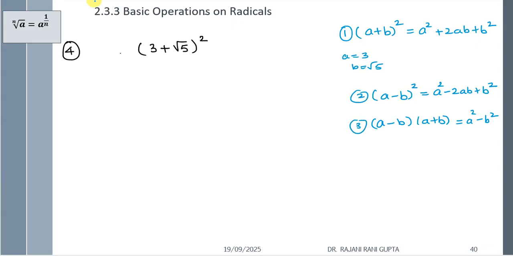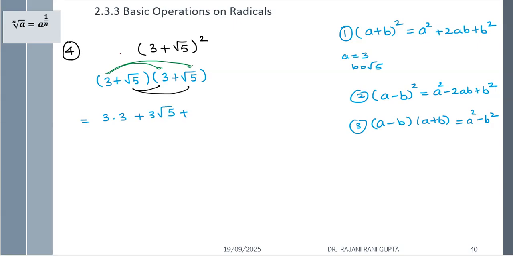Okay. Suppose you don't know the rule, then what you can do is you can write power 2 means the same thing repeating 2 times. You can write it like this and then simplify how we did here in question number 3. Okay. So multiplying 3 with both the terms and then root 5 with both the terms. You will get 3 times 3, 3 root 5. Root 5 times 3, root 5 root 5. Which gives you 9, 3 root 5, 3 root 5 plus 5. So 9 plus 5, 14 plus 6 root 5.